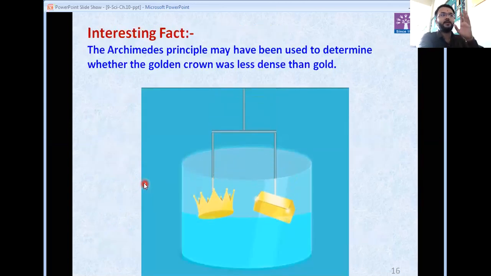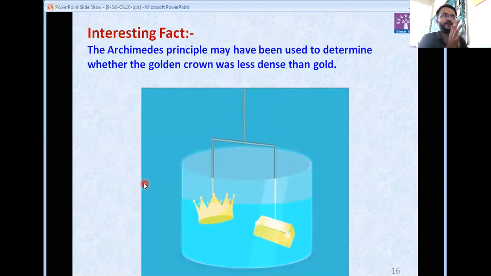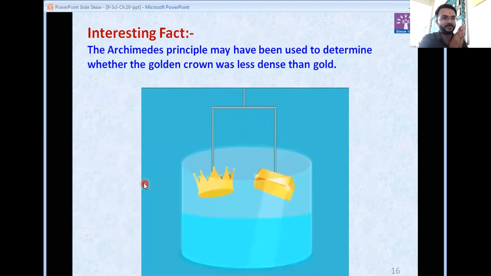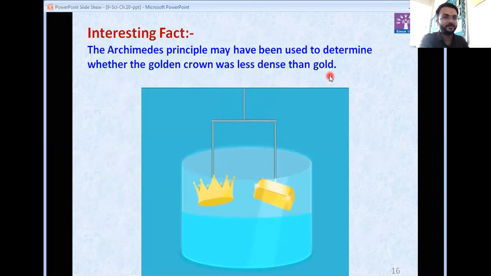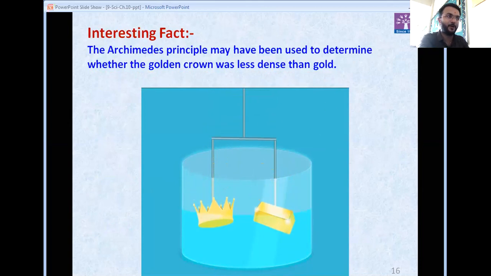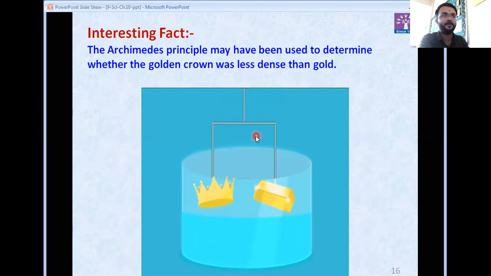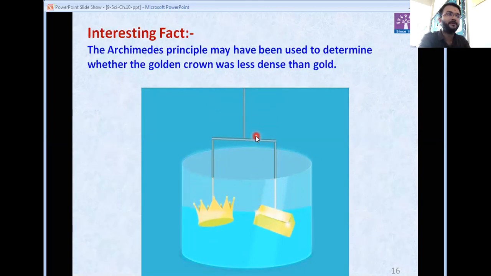And here we can end our chapter with one very interesting fact, that the Archimedes principle may have been used to determine whether the golden crown was less dense than gold or not. Dear students, just think upon it, how this technique is useful, okay, and you will get one interesting understanding of Archimedes principle. Thank you very much.